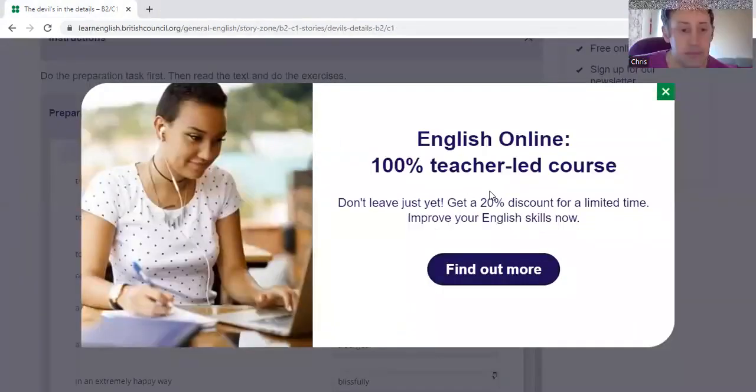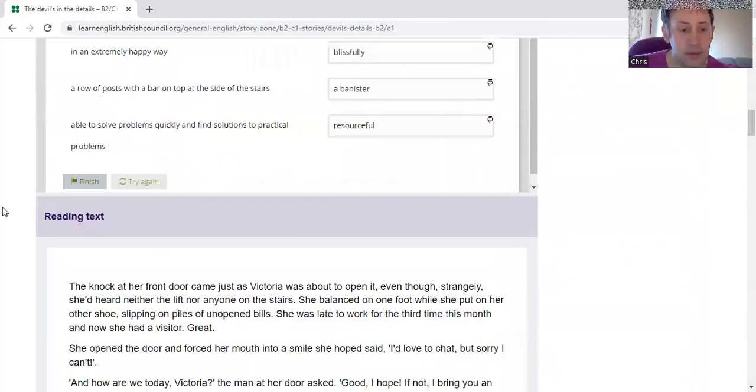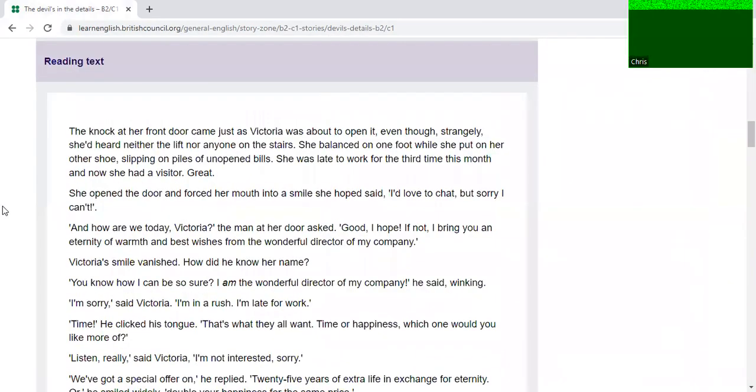Right, we've done the vocabulary. Oh, got a pop-up here. Get rid of that. Now let's read the story. Yeah, it's called Devils in the Details. Let's have a look then.